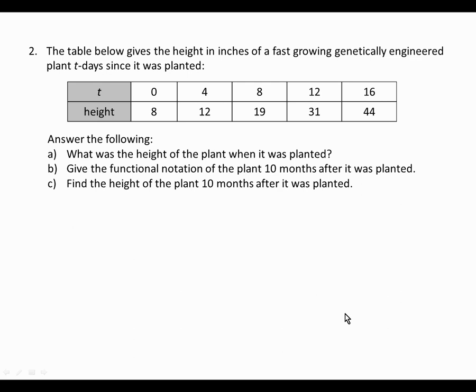Example 2 says the table below gives the height in inches of a fast-growing genetically engineered plant T days after it was planted. So I got values of T of 0, 4, 8, 12, 16, and there are my heights in inches. Notice these increase by 4 every time. I want to answer the following. In part A, what was the height of the plant when it was planted? Part B, give the functional notation of the plant 10 months after it was planted. And part C, find the height of the plant 10 months after it was planted. Notice B and C are related.